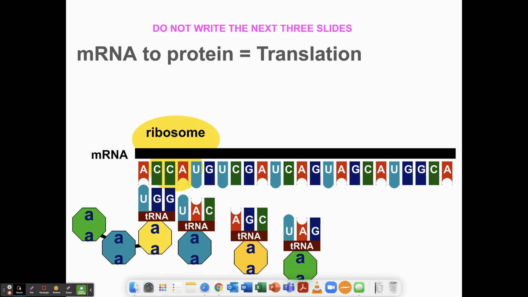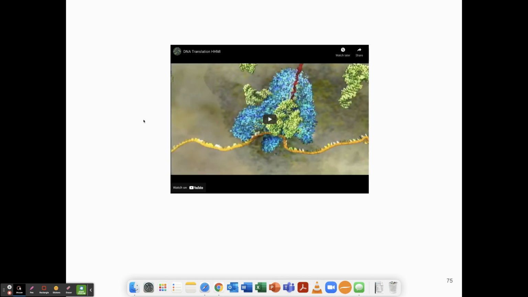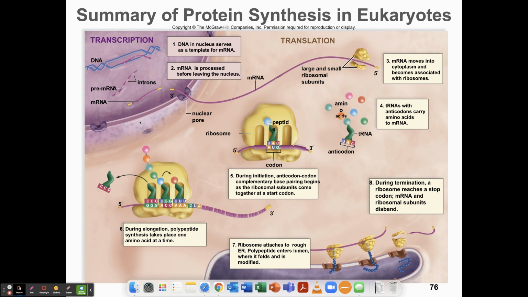All right, so once again, mRNA to protein is called translation. The reader is the ribosome. The transporter is our tRNA molecule. All right, so finally, hopefully you guys pay attention to this one. This is everything that you should know for transcription, translation, and protein synthesis.